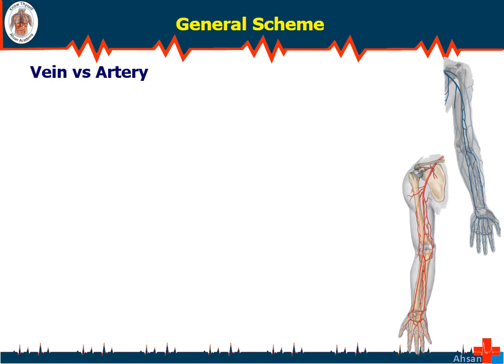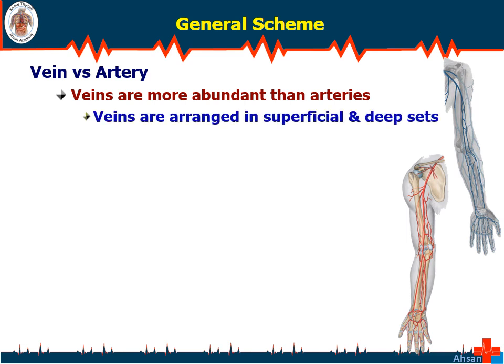Let us compare artery and vein grossly. The veins are more in number. They are distributed in superficial and deep sets. You see, the veins remaining outside the deep fascia are the superficial veins.